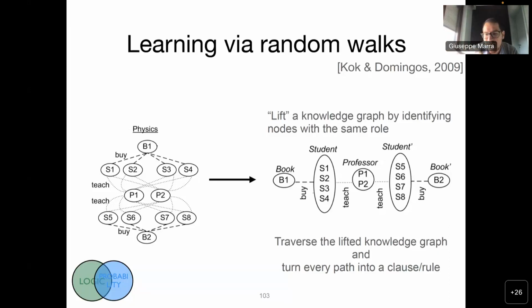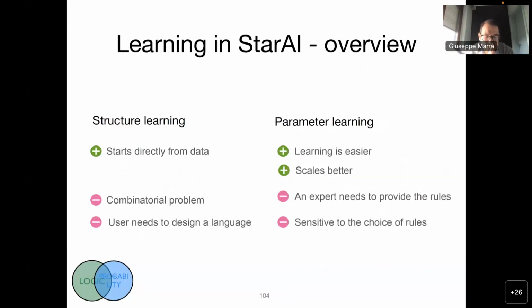Otherwise, you keep following new paths in these lifted knowledge graphs. So if we want to make an evaluation, the idea is that parameter learning is way easier, of course. You can use standard learning algorithms that use gradient information because it's usually in a differentiable setting. So in general, you scale better, but you need an expert that provides the structure in advance.